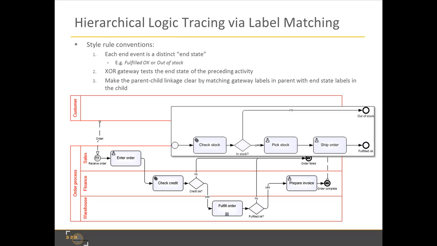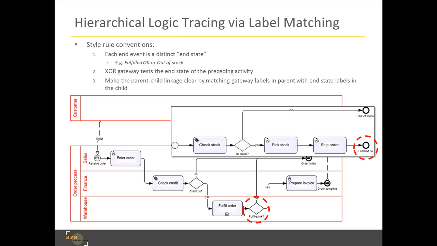In method and style, each end event of a subprocess denotes a distinct end state, and a gateway following the subprocess in the parent level tests which end state was reached. Label matching links each child-level end state to one of the gateway outputs, called gates.